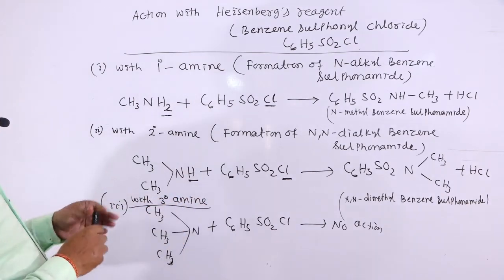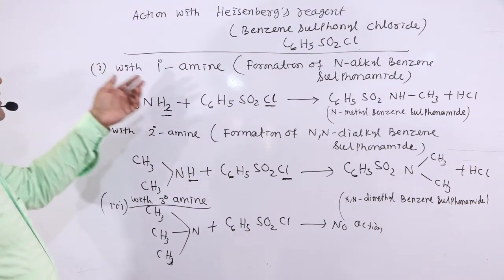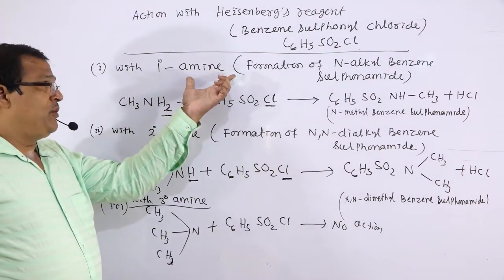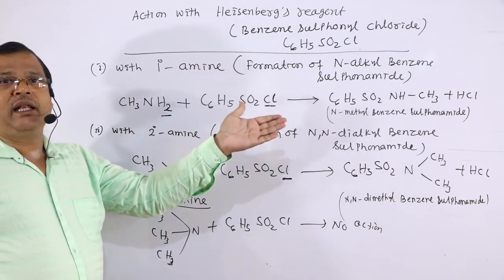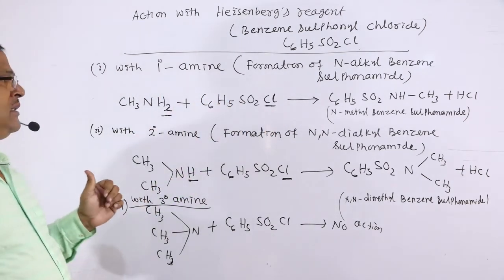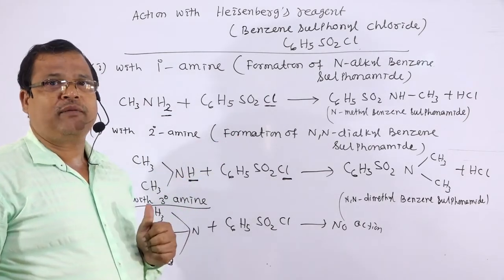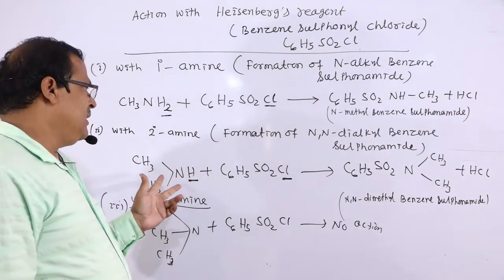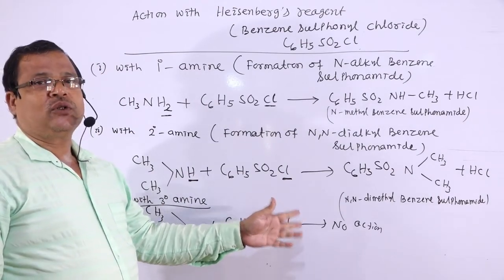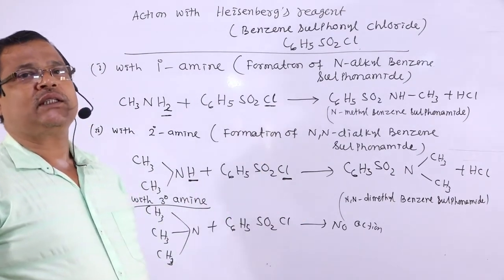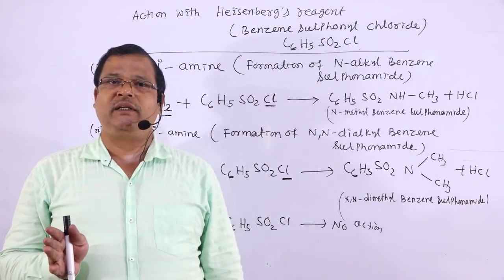So first we have to explain the action of benzene sulfonyl chloride with primary amines. There is the formation of N-alkyl benzene sulfonamide. With the secondary amine, it forms N,N-dialkyl benzene sulfonamide. With the tertiary amine, there is no such action. So this reaction clearly distinguishes between primary amine, secondary amine and tertiary amine.